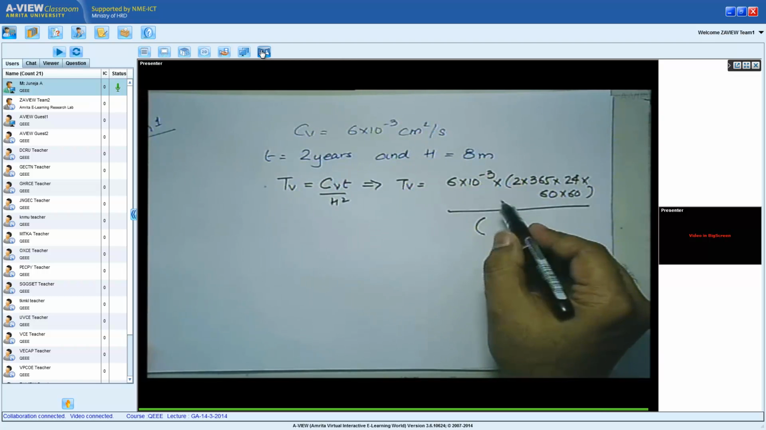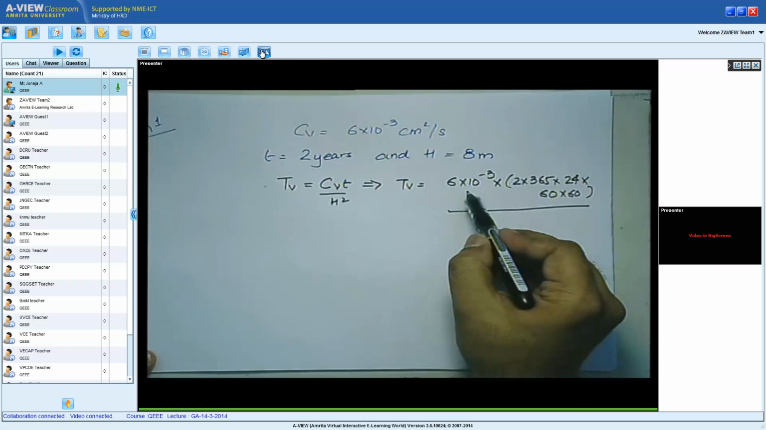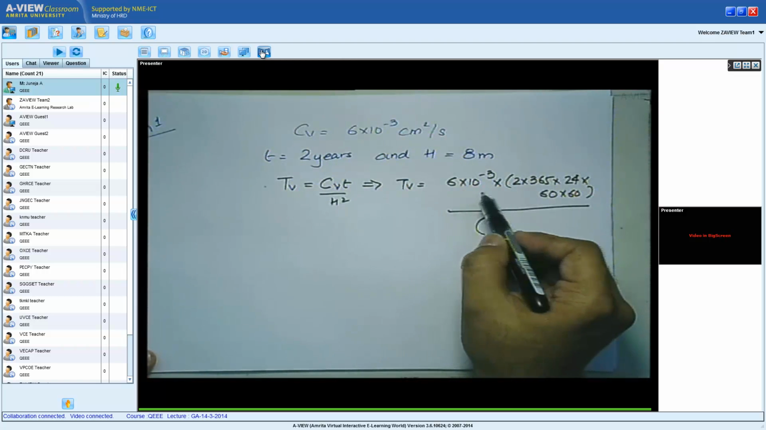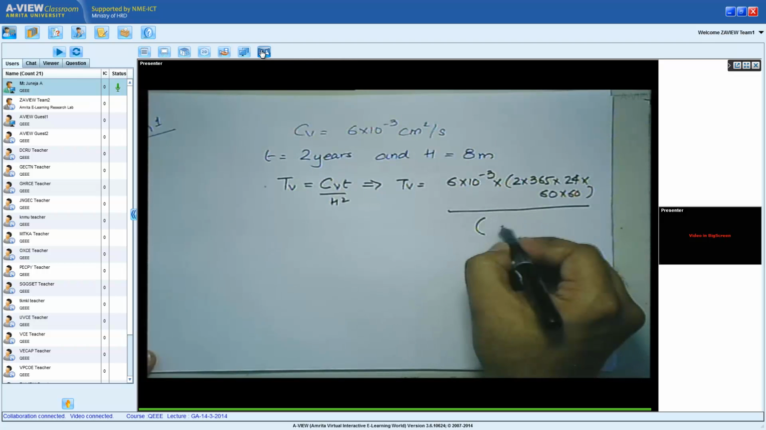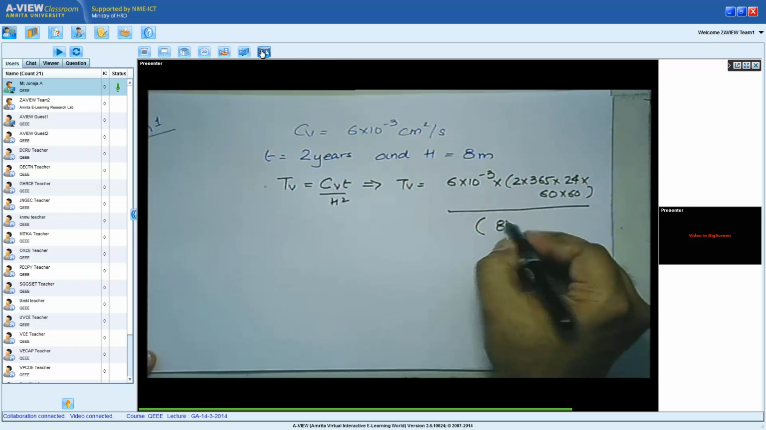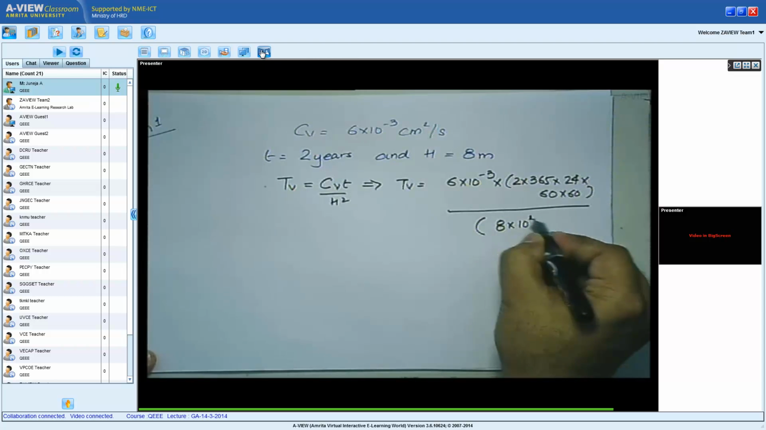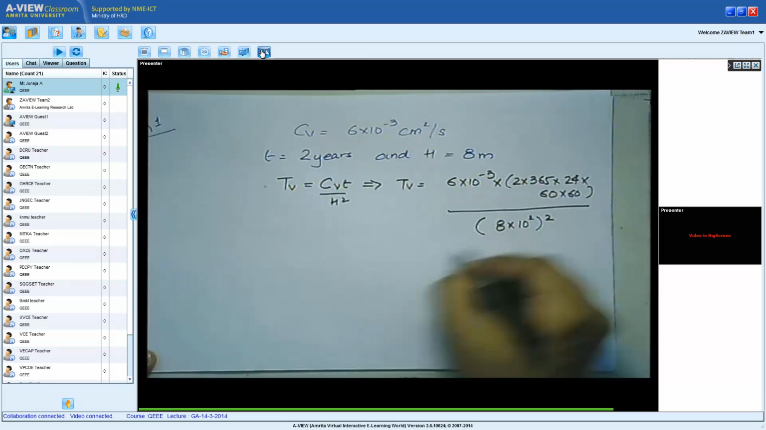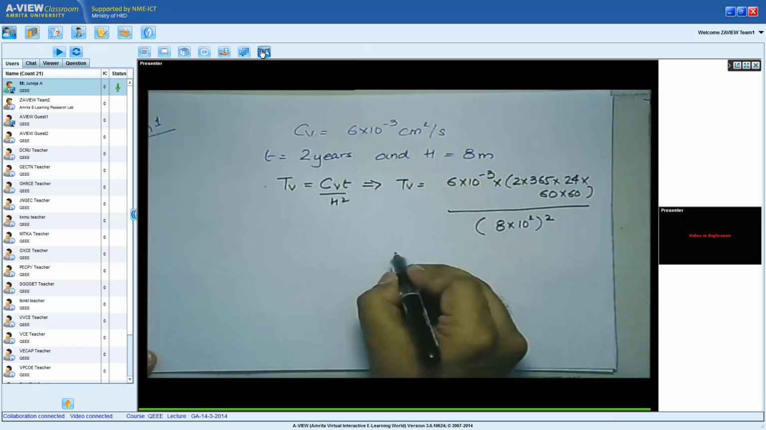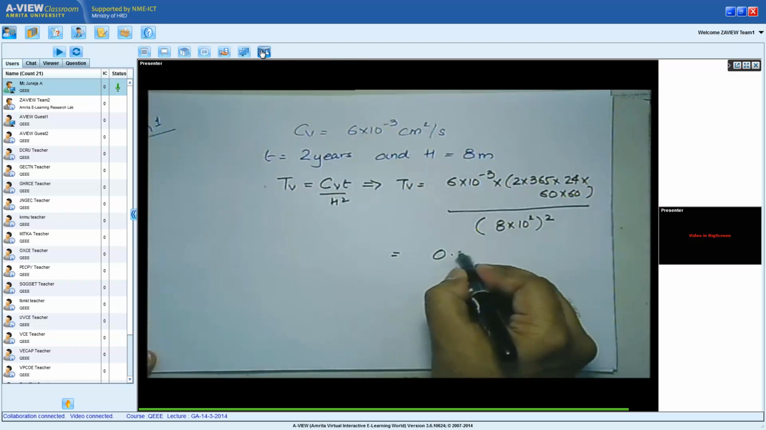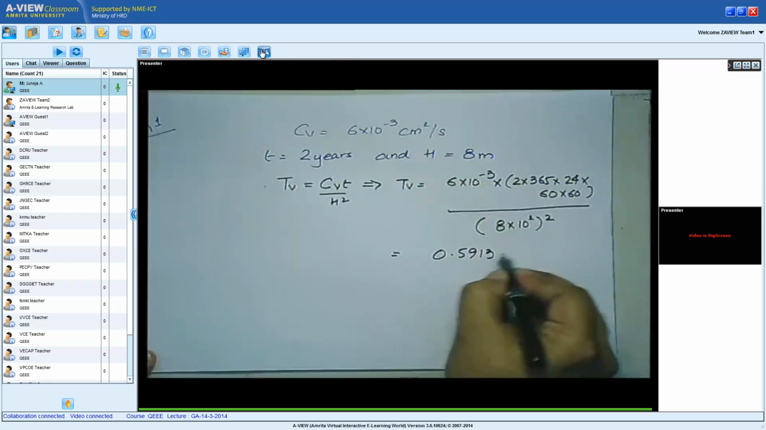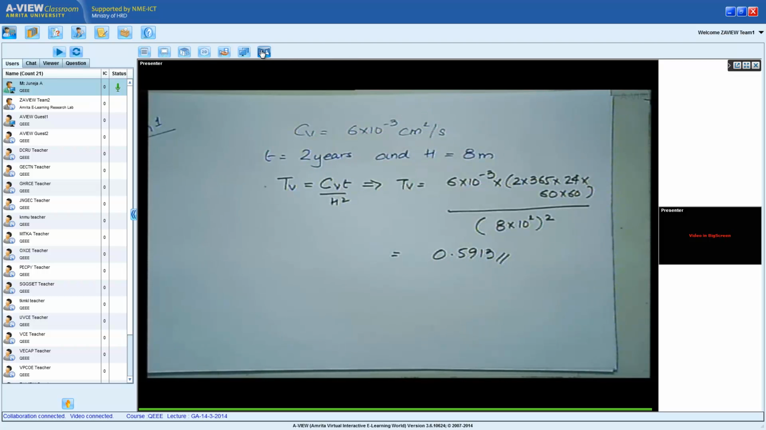Now H should be in centimeters because CV is in centimeters square per second. So I have 8 meters, which is 8 times 10 to the power 2 centimeters, whole square. If I plug in my numbers, I get a TV of 0.5913. This is the dimensionless time which corresponds to 2 years.